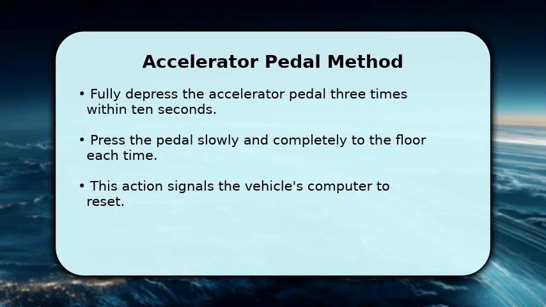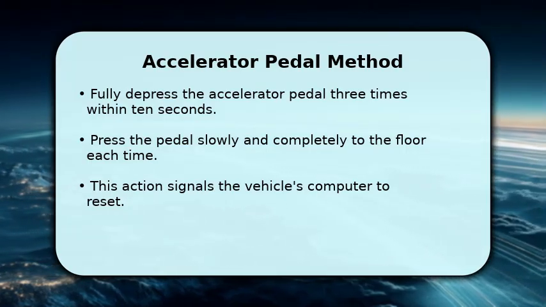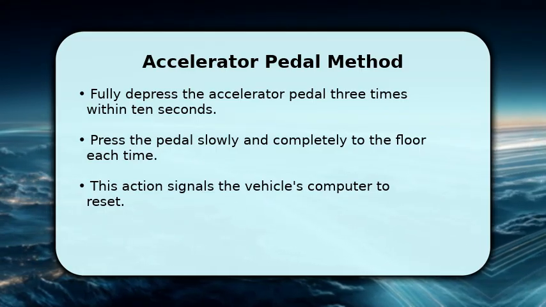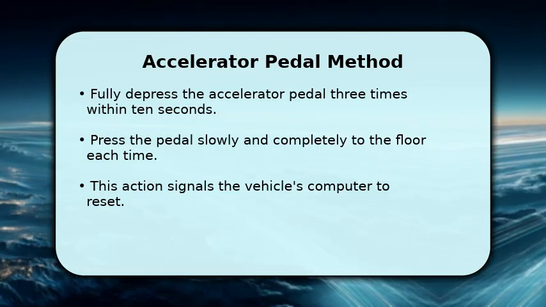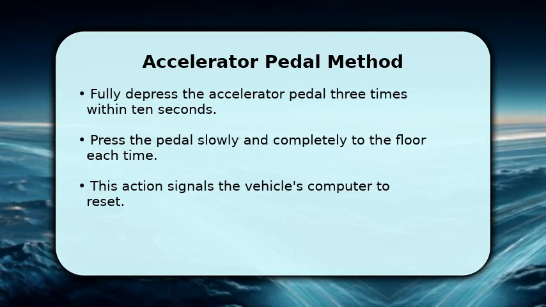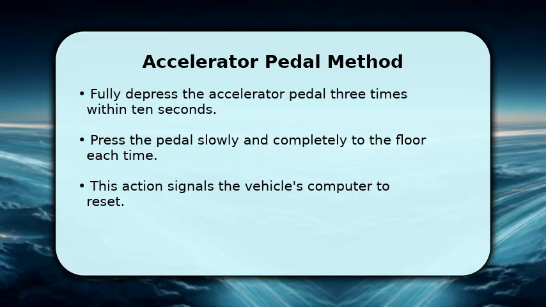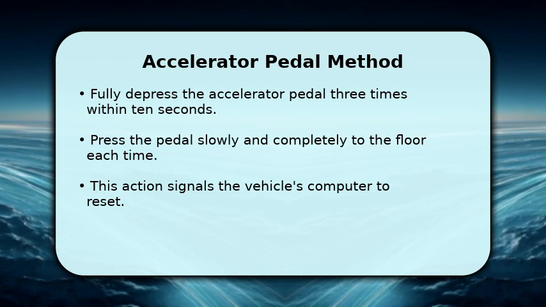Next, with the ignition still in the on position and the engine off, you'll use your accelerator pedal. Fully depress the accelerator pedal to the floor 3 times within a 10-second window. Make sure each press is slow, deliberate, and complete, reaching the full extent of the pedal's travel. This specific sequence sends a clear signal to your Ram's onboard computer, initiating the oil change light reset process.